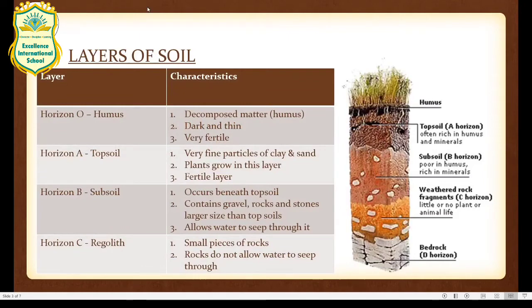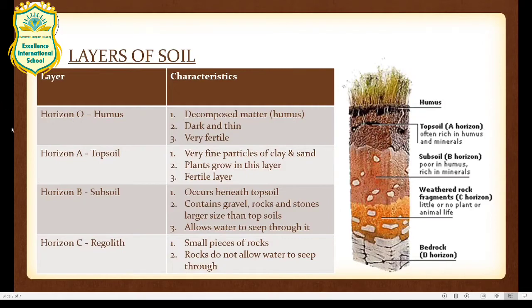Let's now learn about layers of soil. Now that we know what soil is, let's see the layers. Okay. So, the topmost layer is known as horizon O, that is humus. Then there's horizon A, horizon B, horizon C and D.